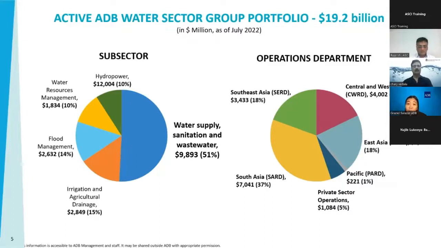Meanwhile, the chart on the right illustrates also the water sector group's portfolio, but this time investments are disaggregated according to the 5 operation departments of ADB.